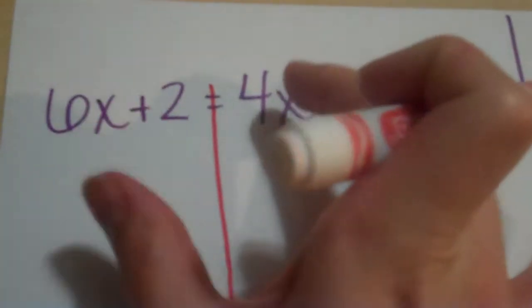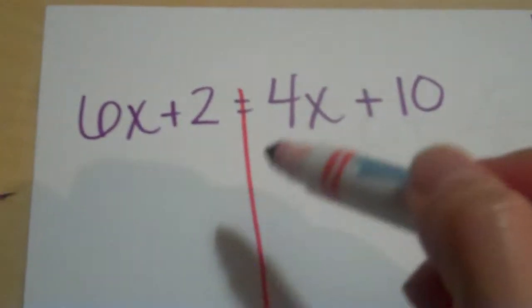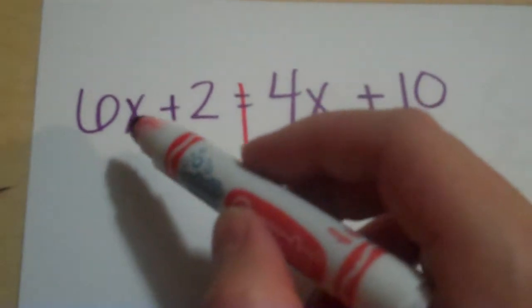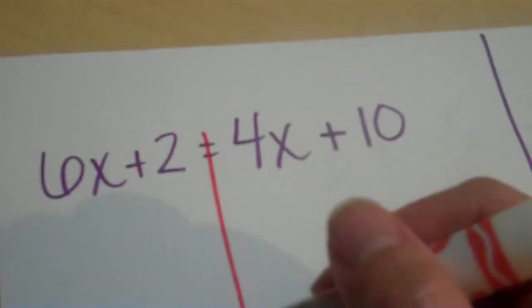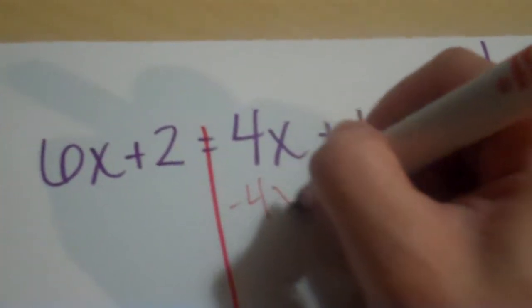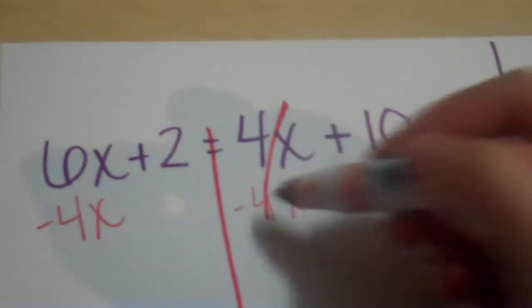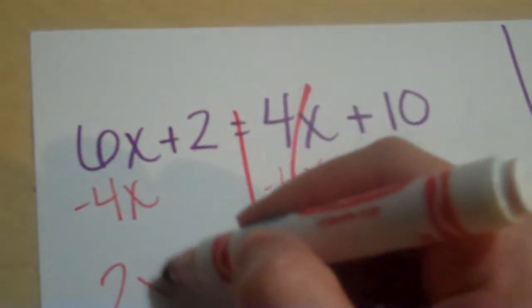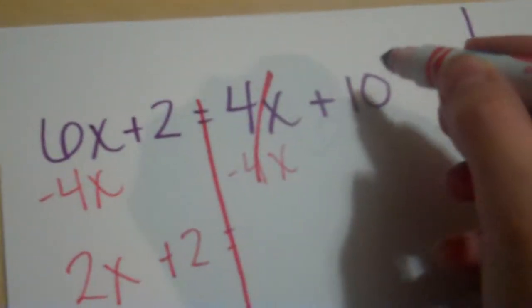Okay, here the x's are on opposite sides. So I need to get them together, but I have to do the opposite. You could bring the 6 over here, or you could bring the 4 over here. I'm going to move the 4. The opposite of +4x is -4x. Okay, these go away. 6 minus 4 is a +2x plus 2. And then the 10 comes down.